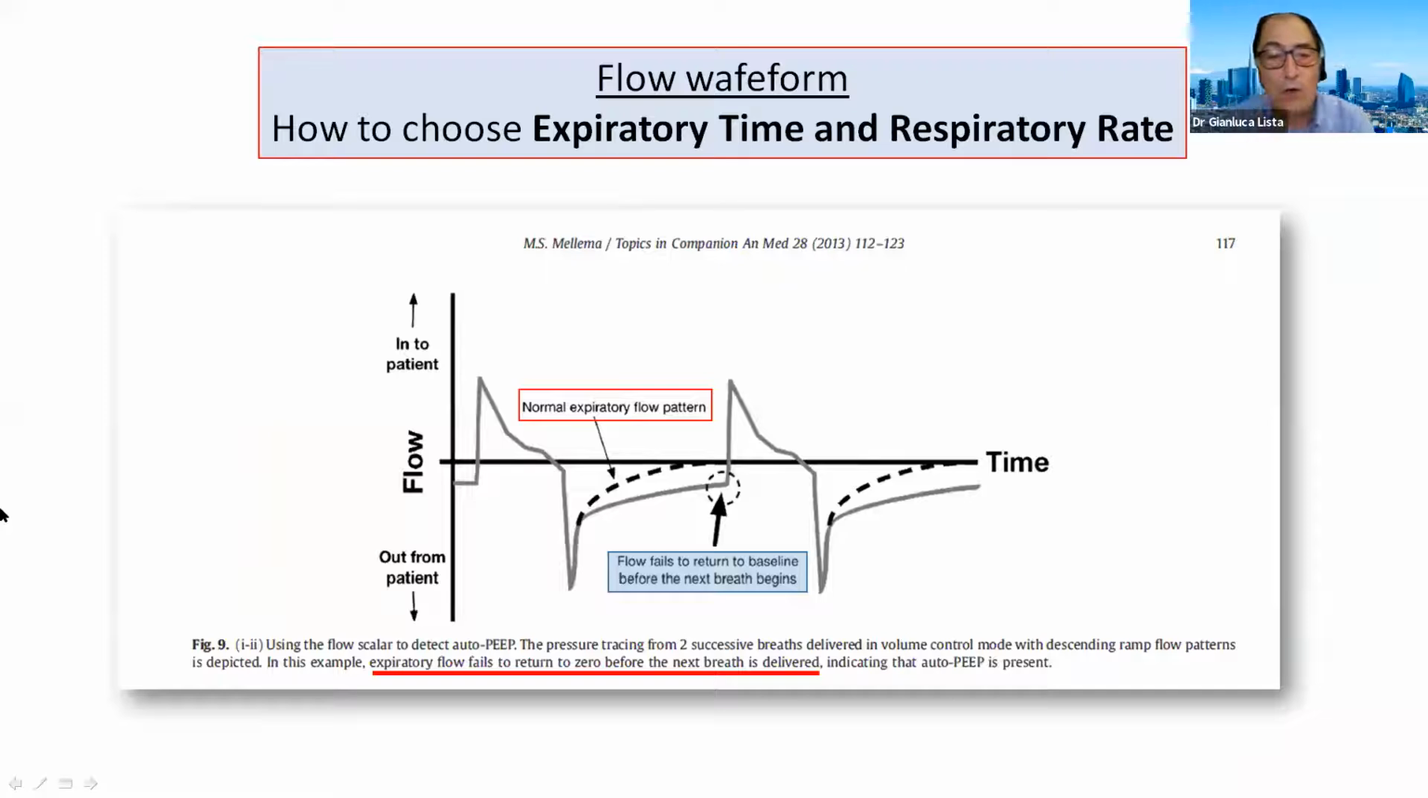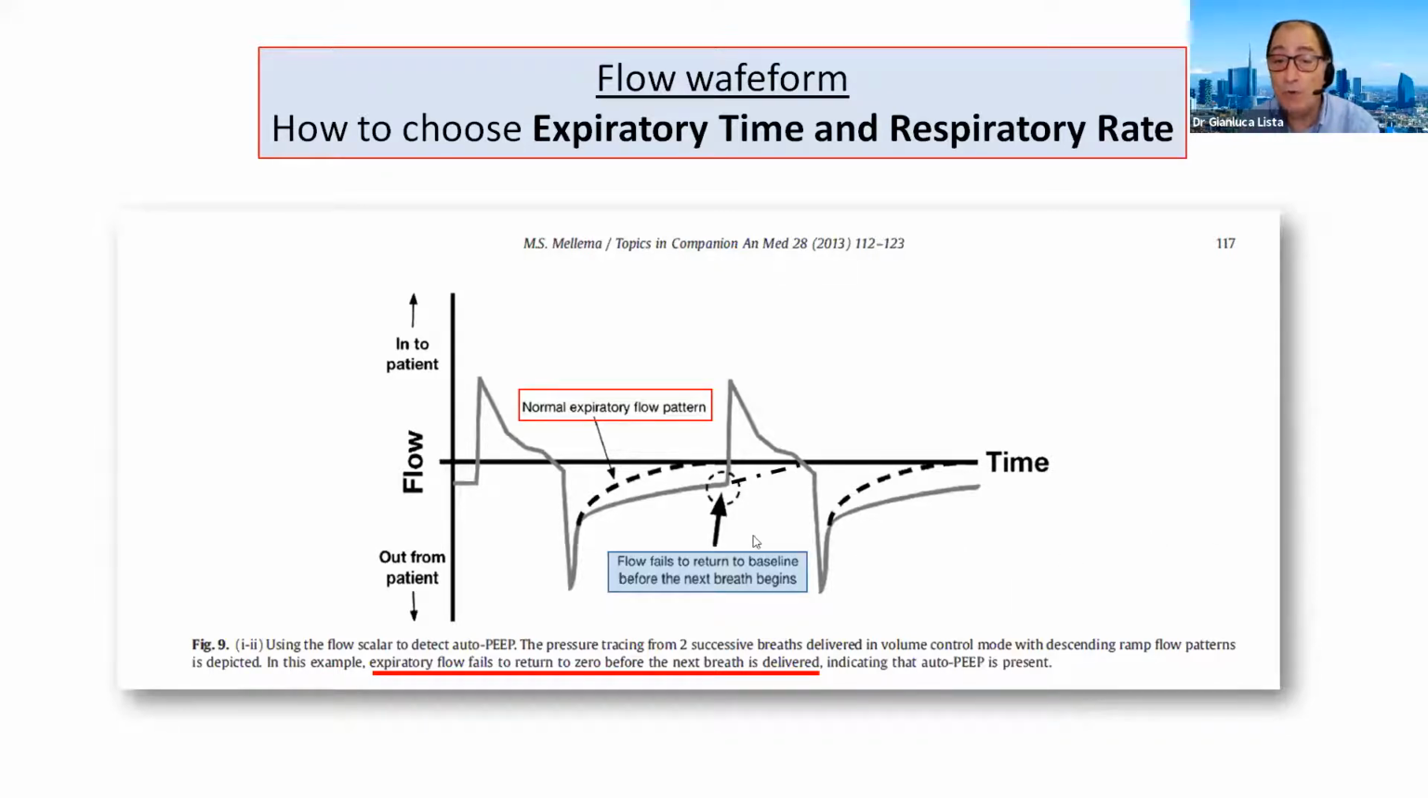The flow curve gives you information not only to choose the adequate inspiratory time, but can help you in choosing the exact expiratory time and respiratory rate. In fact, in this case, the flow fails to return to the baseline before the next breath begins. So probably the expiratory time is too short. You can resolve the situation by increasing the expiratory time or reducing the respiratory rate.